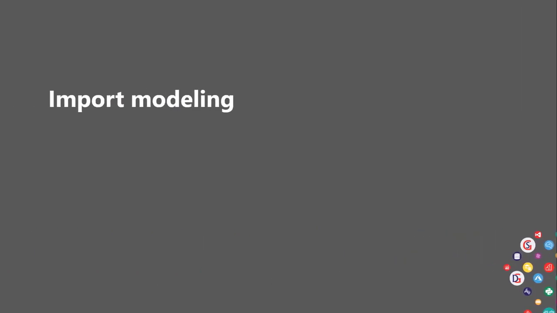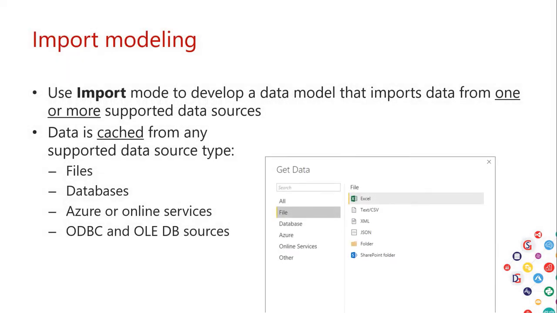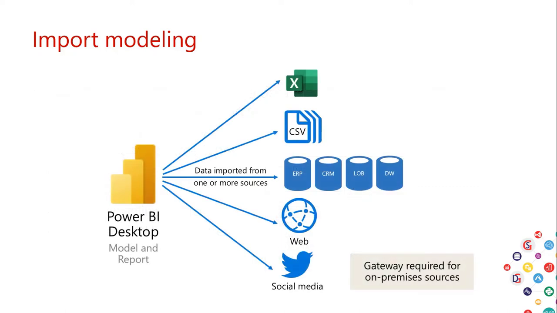Now let's consider import modeling. This is the most common mode for modeling in Power BI Desktop, and you use this mode to develop a data model importing data from one or potentially more supported data sources. Literally, data is cached, and it can be imported from files or databases or online services or ODBC or OLEDB sources. In fact, it doesn't matter where it comes from because once it's imported, it can then be integrated with other data to present a single model perspective. So here we see an example, Power BI Desktop importing from different formats and sources to deliver a single model.